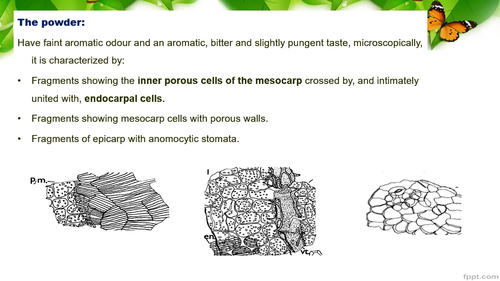The powder has a faint aromatic odor and bitter, slightly pungent taste, characterized by fragments of the inner porous cells of the mesocarp crossed by endocarpal cells of the non-typical parquetary structure, porous mesocarp, here also porous mesocarp. Fragments showing mesocarp with porous wall, as we said, and epicarp, a fragment of the epicarp showing tabular cells, thin walled, and few stomata.